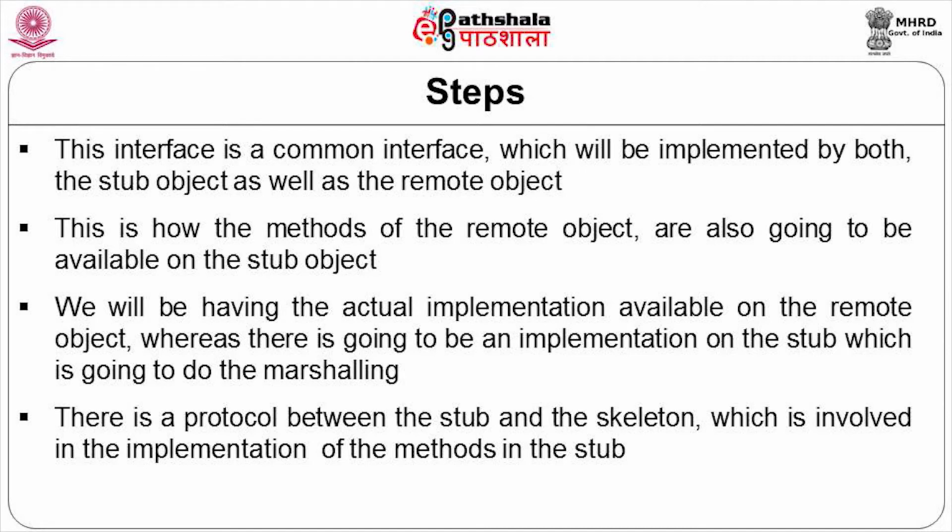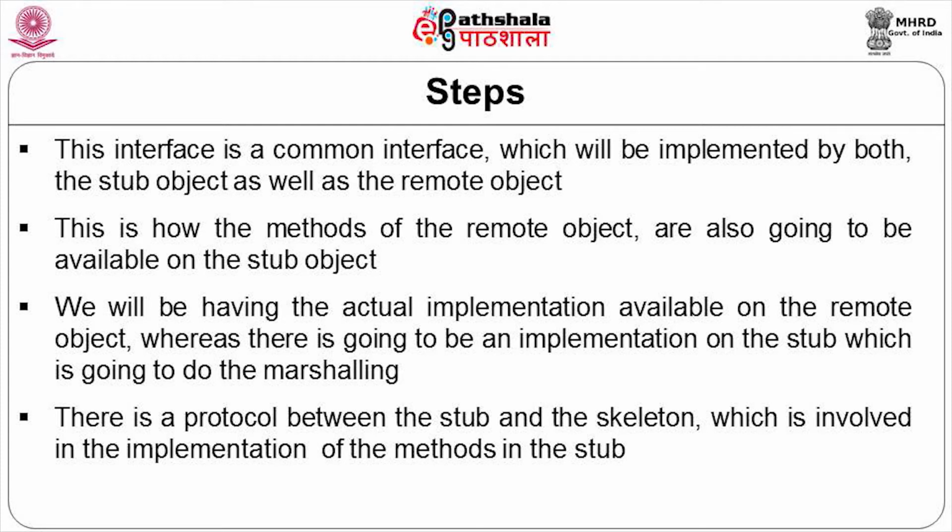We will have the actual implementation available on the remote object, whereas the stub has an implementation which is going to do the marshalling. When you invoke a method, it has to marshal the parameters. There is a protocol between the stub and the skeleton. In order to marshal and unmarshal, it has to identify whether a return value has come or an exception has come. So there is a protocol between the stub and the skeleton which is also involved here.